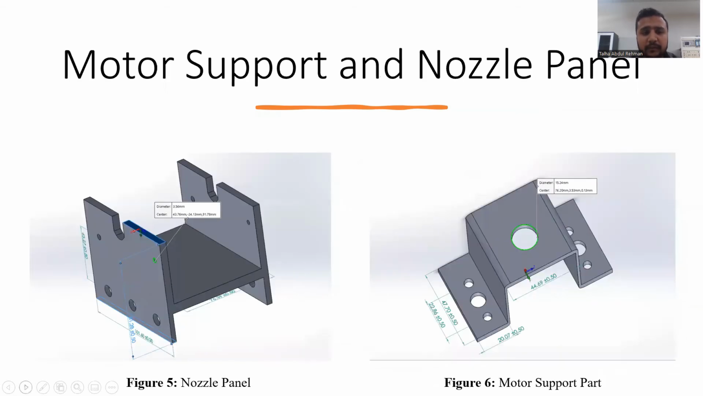Then after that, we have designed the nozzle panel and motor support part. The motor support part is used to support the motor because the motor has some weight, and also when it moves, it will vibrate. So for that, we use the motor support part to minimize its vibration and effect on the hardware. The other part is the nozzle panel, which is used for the nozzle to move horizontally and correctly move off the wire on the bobbin.